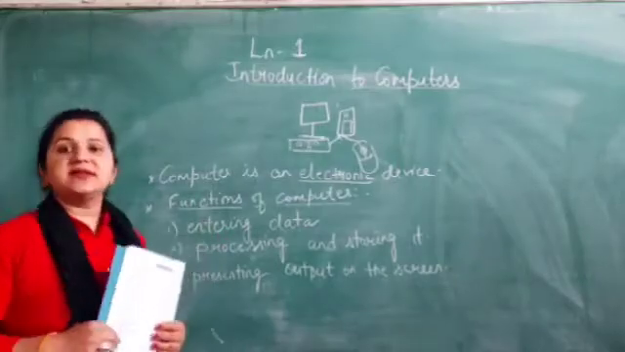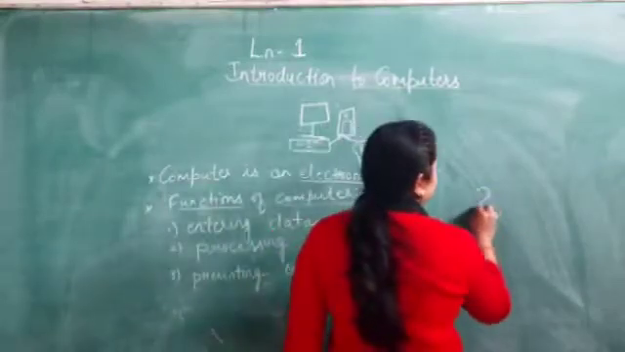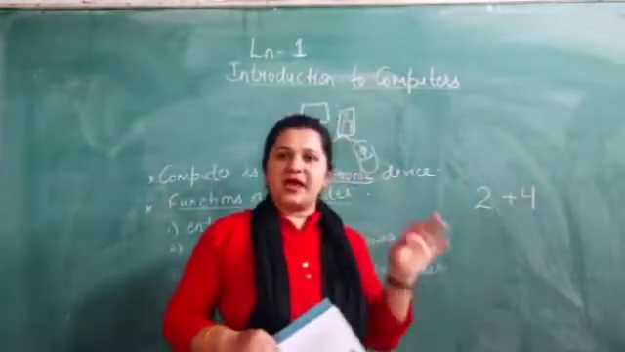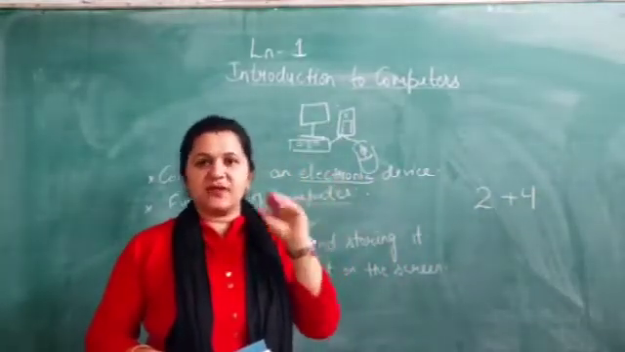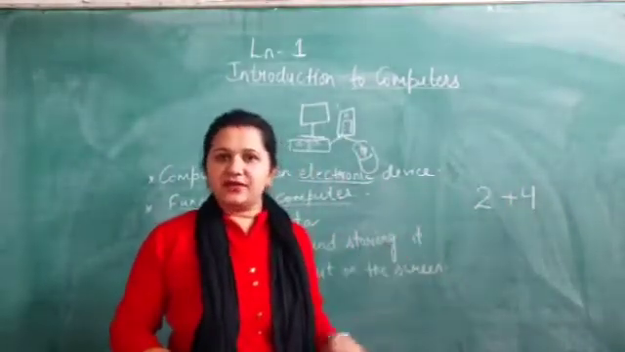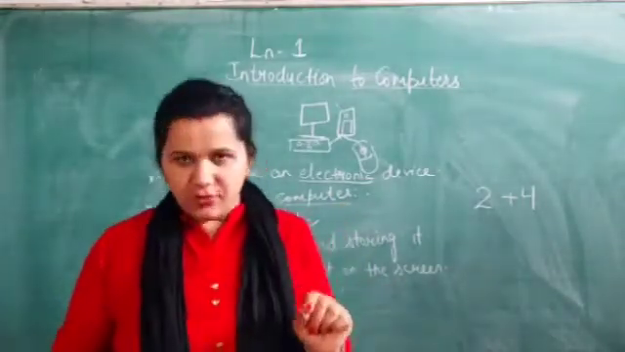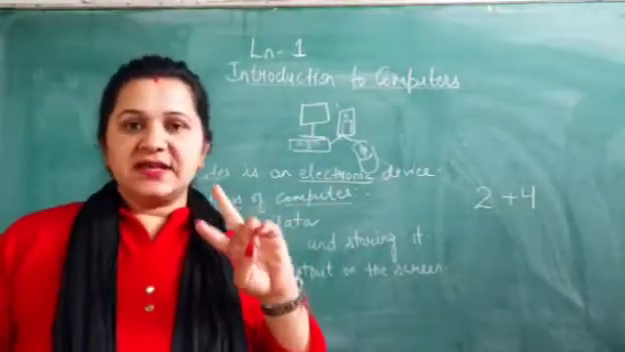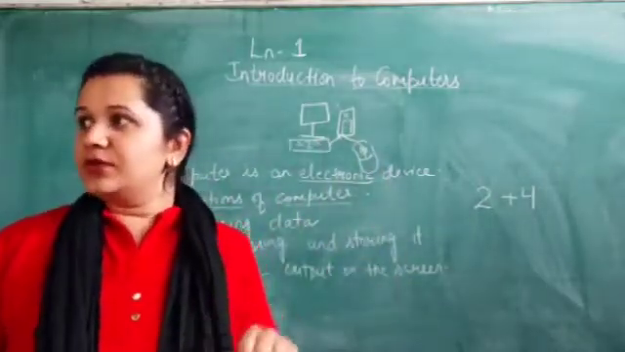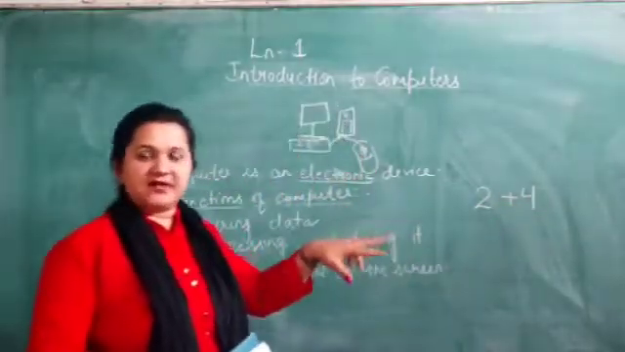Now what is entering data? Suppose in the computer I want to do 2 plus 4. If I am using the calculator, I type 2, then plus, then 4. This data I have entered. With the help of what? You can enter data into a computer with the help of a keyboard or a mouse. These keyboard and mouse are the two input devices used to enter data in a computer. So these are the data, 2 and 4, which I have entered with the help of the computer.